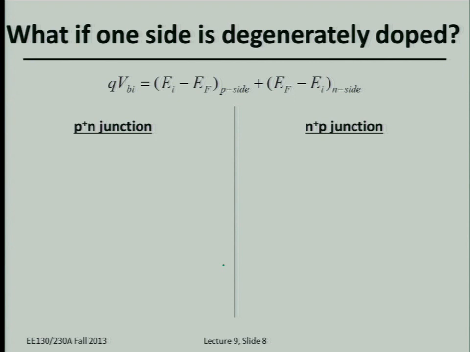So remember, what's a degenerately doped semiconductor? Do you remember? Yeah, right, EF. And so just for simplicity, where do we assume the EF is for a degenerately doped semiconductor?